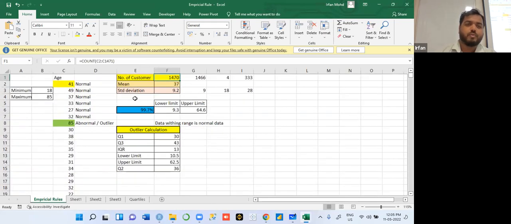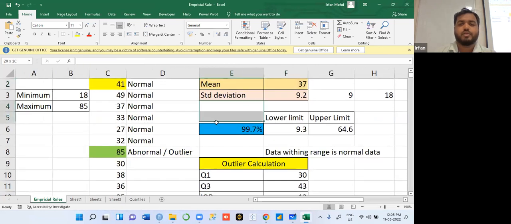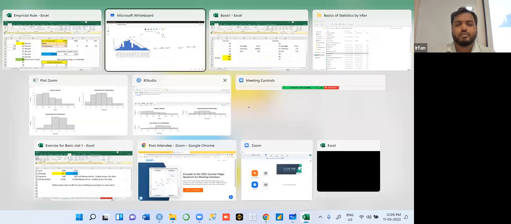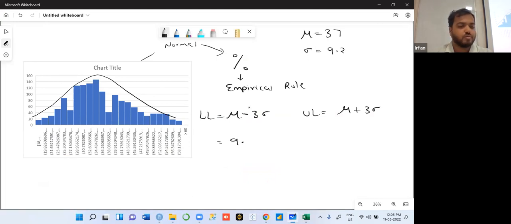Okay. What is the mean for us? 37. Standard deviation. Can you solve? Mu 37. Standard deviation 9.2. We are using empirical rule. 9.4.